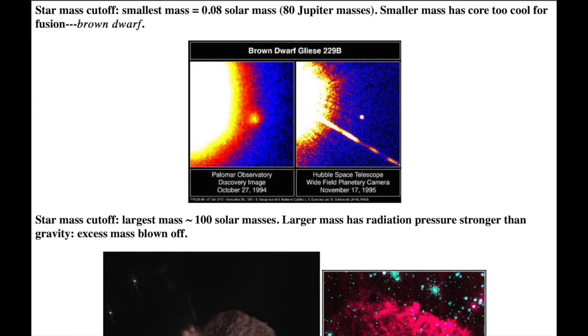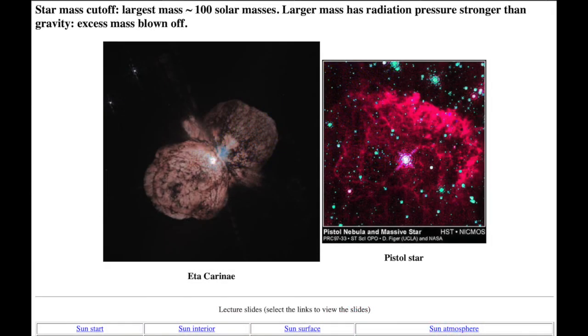That's 80 Jupiter masses. Gas balls smaller than that cannot achieve the temperature in their cores required for nuclear fusion. These failed stars are called brown dwarfs. They're too massive to be considered planets. The picture shows the first brown dwarf discovered on the left, and the Hubble Space Telescope view of the object on the right. On the high mass end, the star structure models explain why there is an upper limit on star masses, with the largest masses now observed to be about 100 or so solar masses.